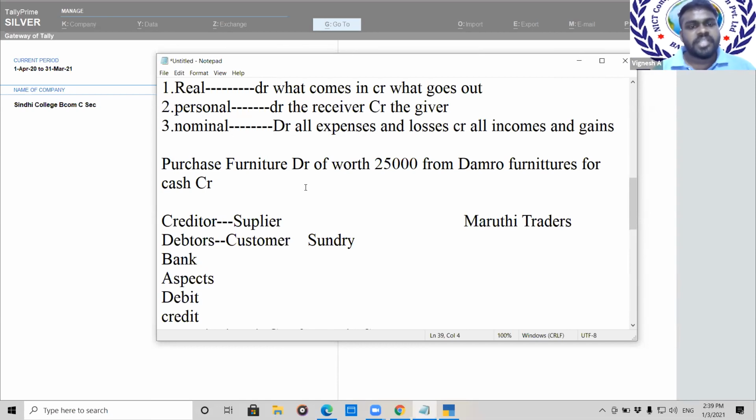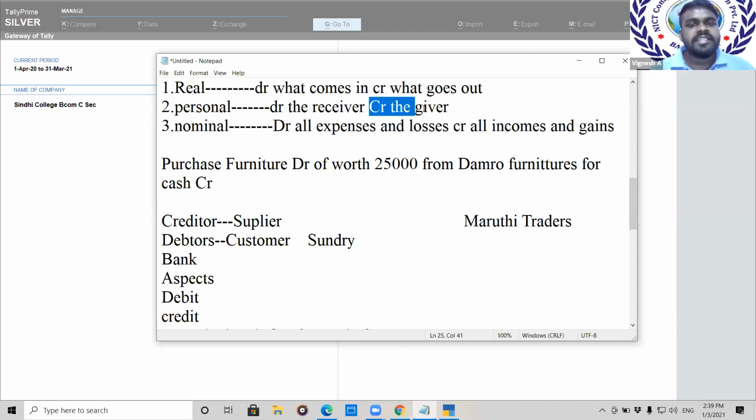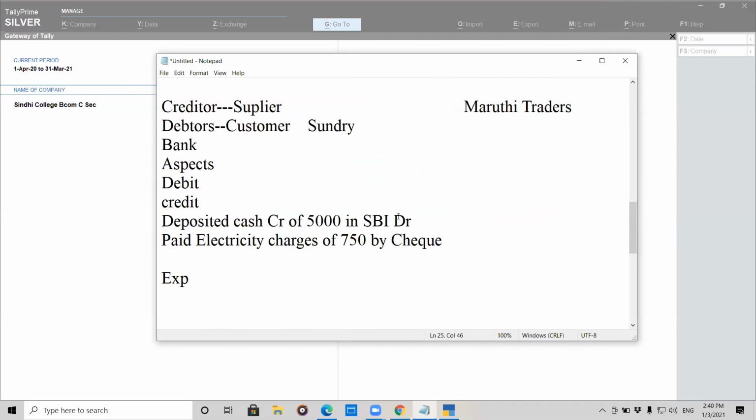As we are giving a check, the person will take it to the bank only. So from my bank account the money is going out. The bank is telling us: debit the receiver, credit the giver. Now the bank is giving, so you'll be crediting.